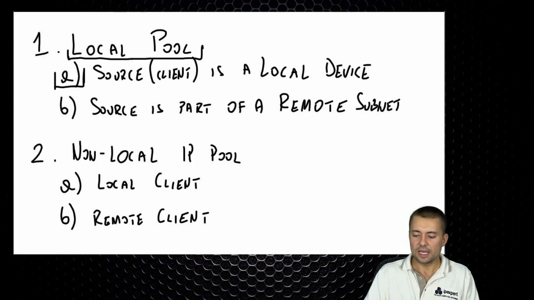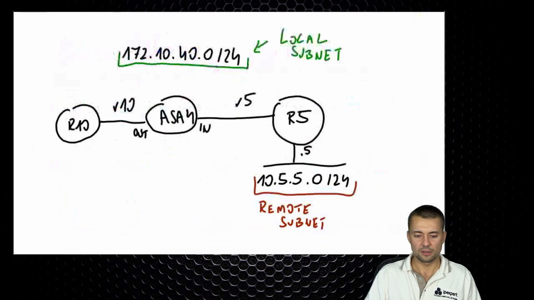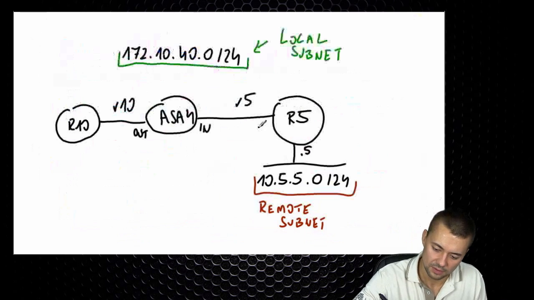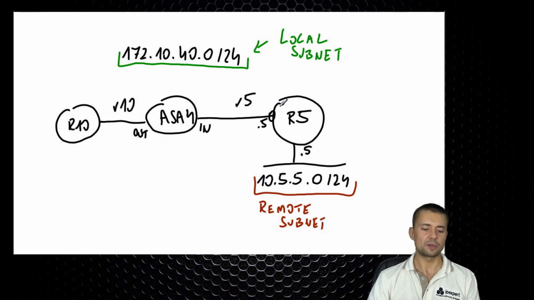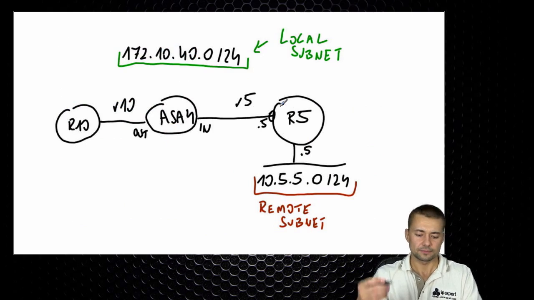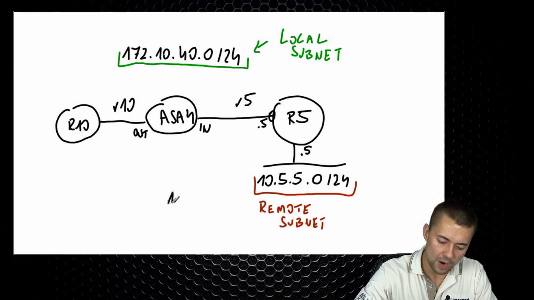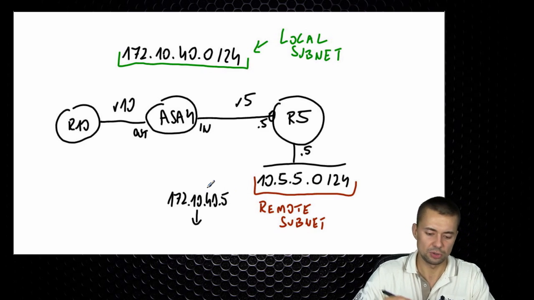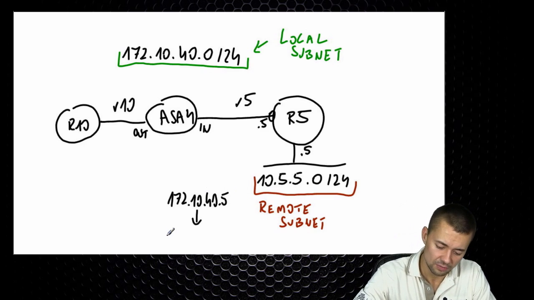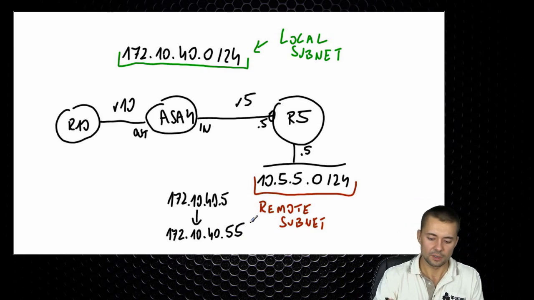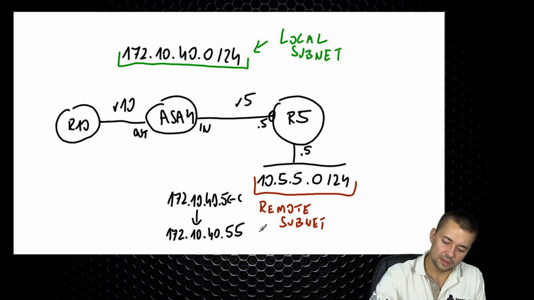The device that is going to act as a client here is simply router 5, and this is going to be the interface that is part of 172.10.40/24. So I will be trying to translate 172.10.40.5, let's say, to something from the local subnet, 172.10.40.55. So this is my client, and this is the translated address.